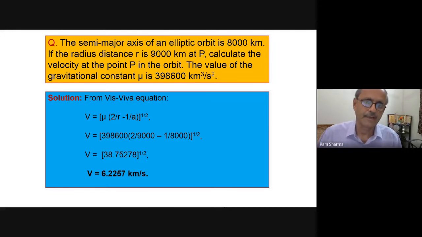And here, if we know the velocity, these are three variables there, V, R, and A. Any two we know, the third we can calculate. So if we know the radial distance and velocity, then we can calculate the semi-major axis. If the semi-major axis is known and V is known, R can be calculated.